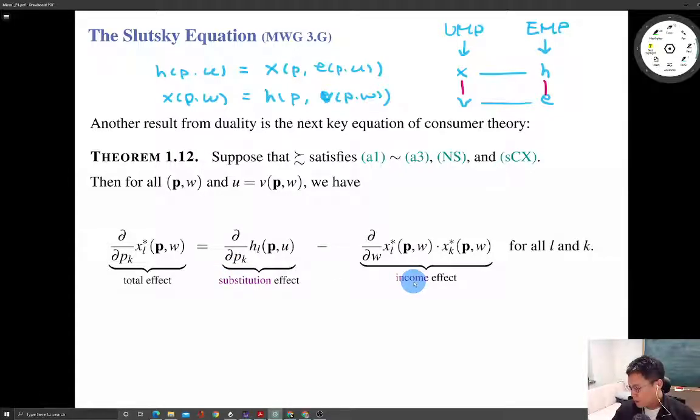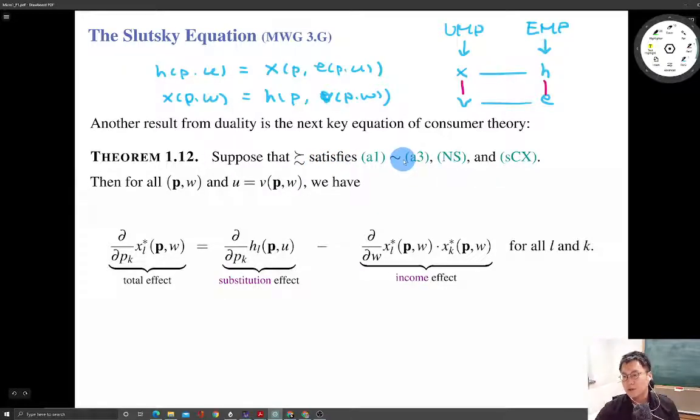Okay, so in this video, rather than the formula itself, I'd like to pay attention to the implications of this equation. Why do we have to consider this equation as the most important one in classic consumer theory? I'm going to talk about two important implications of the Slutsky equation, and secondly, I'd like to pay attention to how to derive this equation from the duality. All right, the exact statement of the Slutsky equation is given by Theorem 1.12. We assume that the preference relation satisfies the five assumptions.